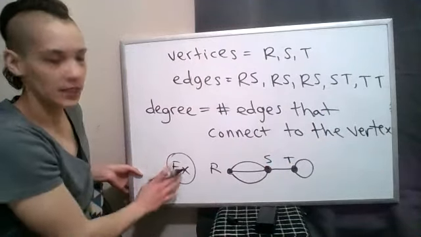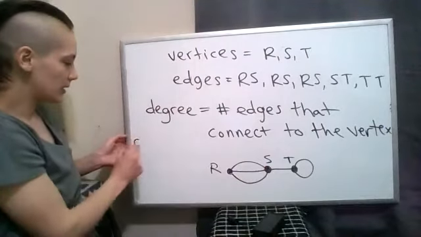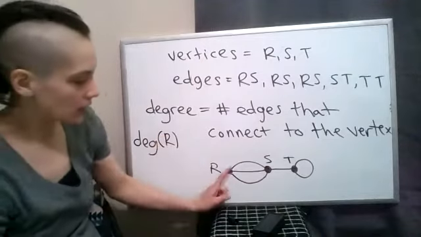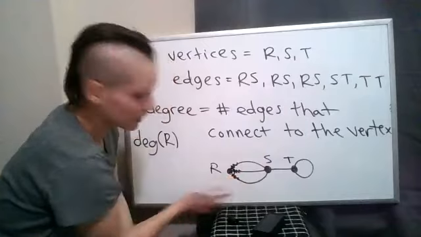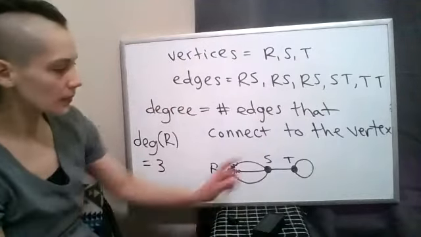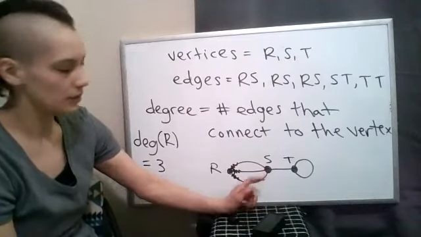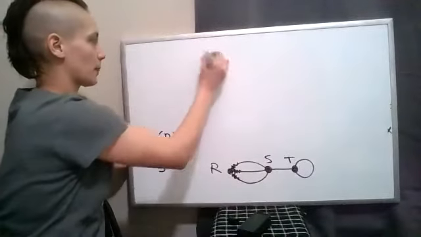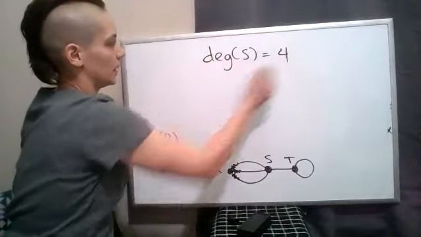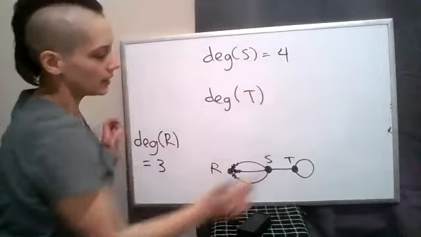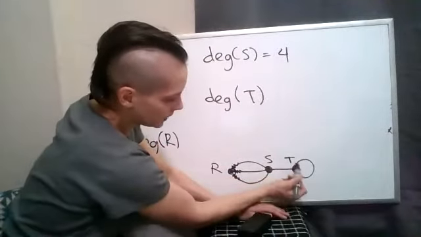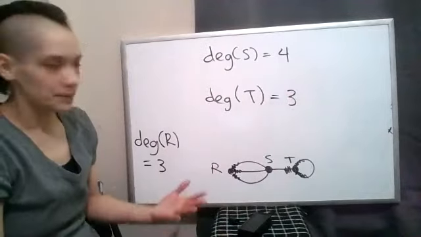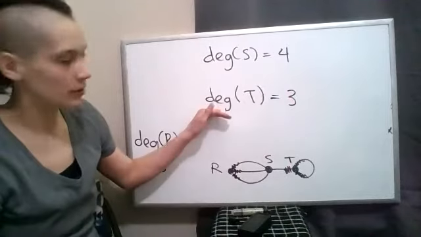Cool. This one, we're going to do the degree on the side, starting with R. So this would be degree, DEG, of R. And you've got 1, 2, 3 connections. S has 1, 2, 3, 4 connections. So you're going to have degree of S equal to 4. And degree of T. So your loop adds 2 to the degree. You've got 1 connection, 2 connections, 3 connections.